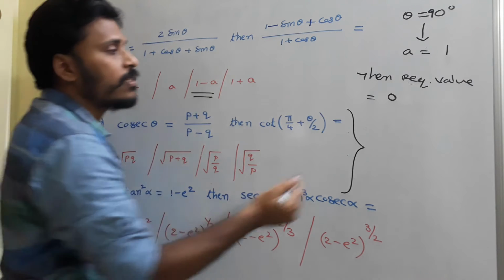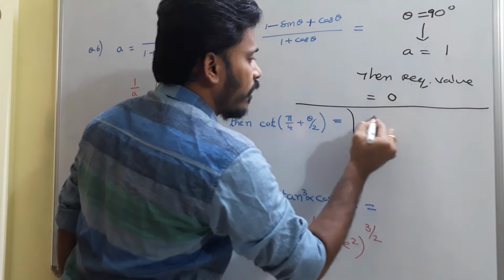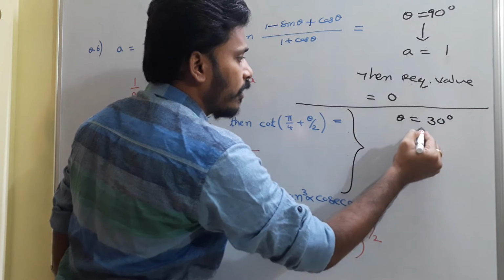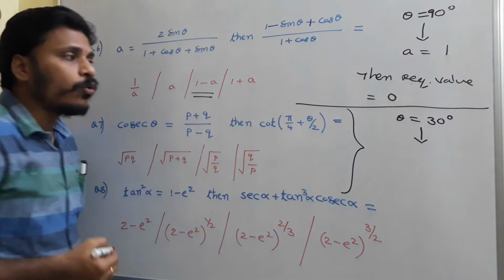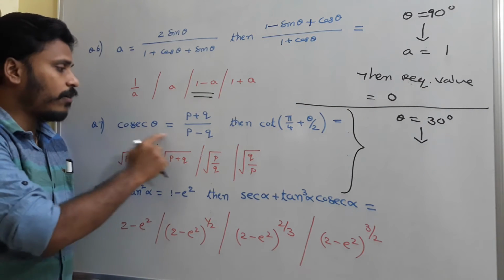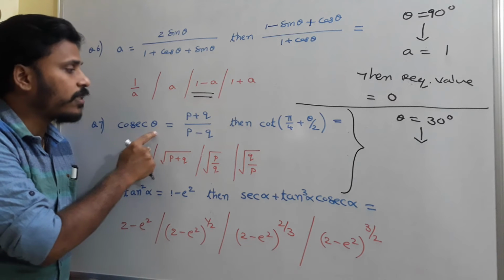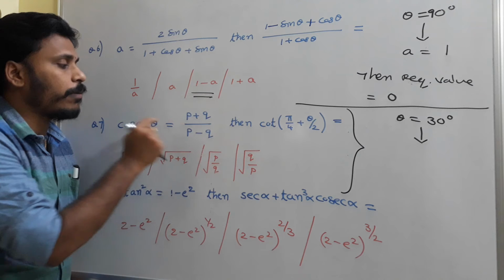So my idea is taking theta equal to 30 degrees for this problem. Okay, take theta equals 30 degrees. When you take theta equals 30 degrees, first replace that theta here. Cosecant 30 degrees is equal to (p plus q) by (p minus q).